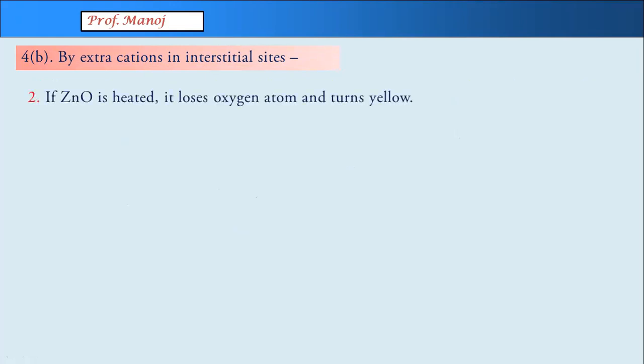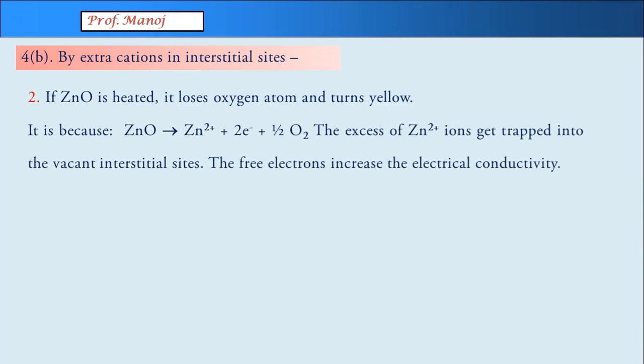Zinc oxide solid when heated. Here you have zinc cation and oxide anion. When you heat it, this reaction takes place. Here, this is the zinc cation, and this is the electron, which is getting trapped, due to which electrical conductivity will increase.